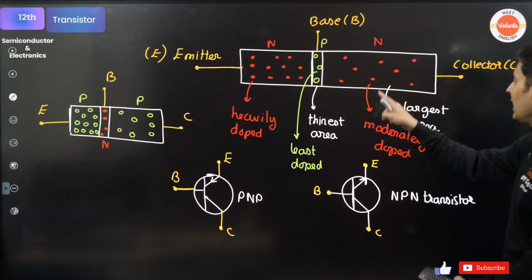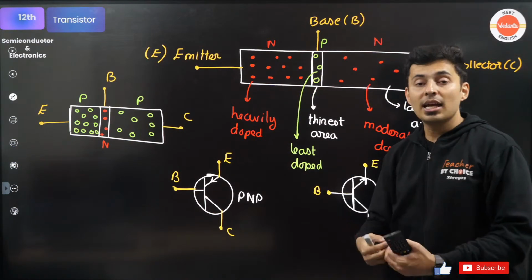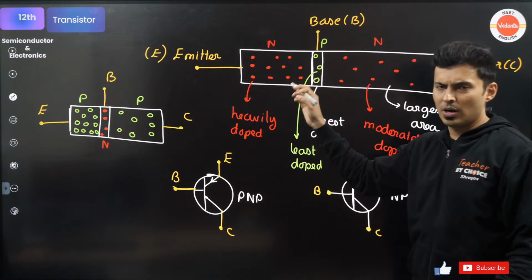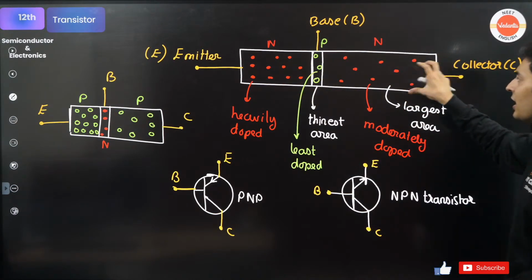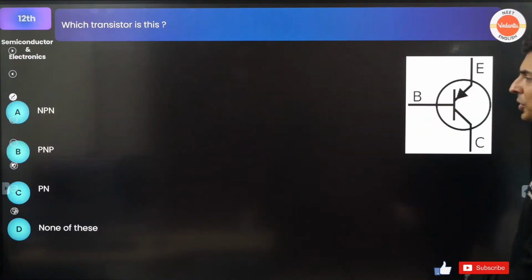Yes, you can see the collector had the largest area, but it is the emitter which has heavy doping. That means more number of electrons or holes are there in that region. Area wise, this is the highest. So that is the answer for that particular question.